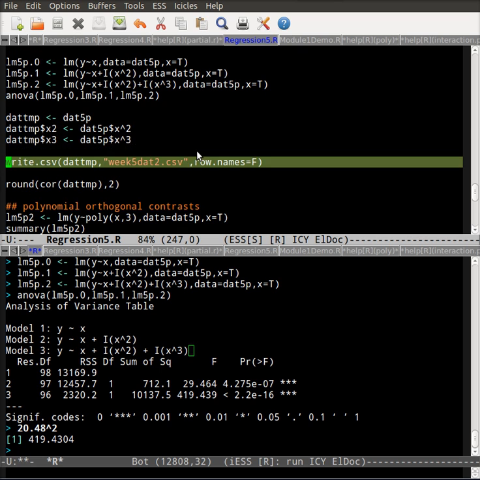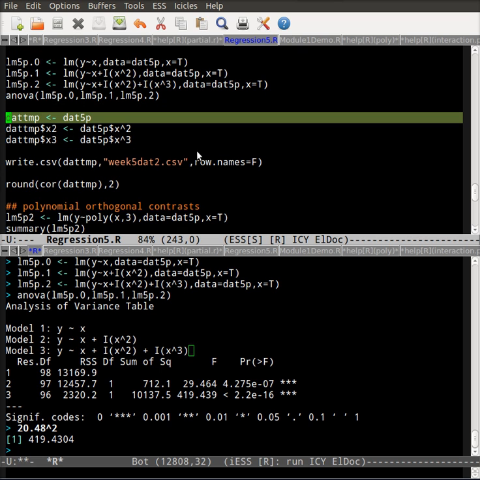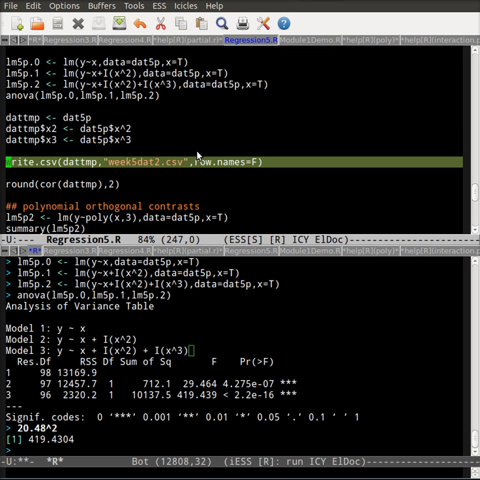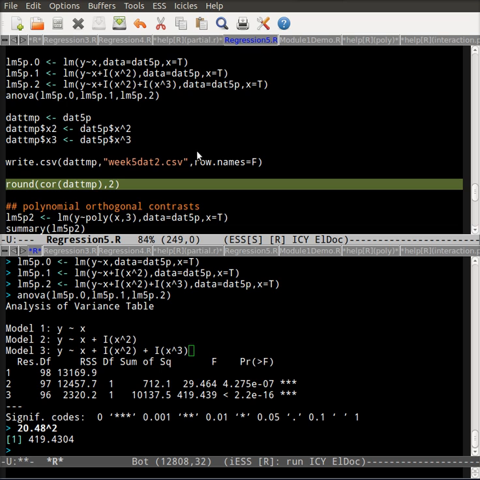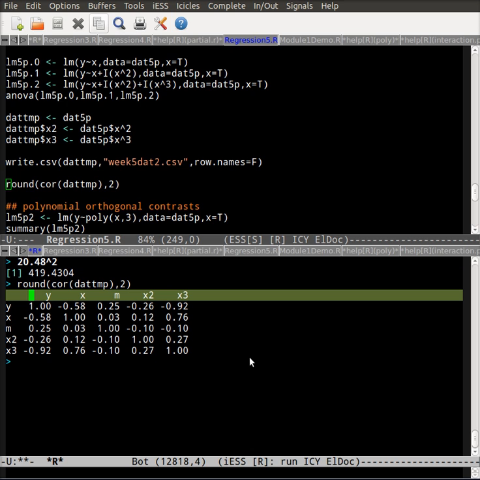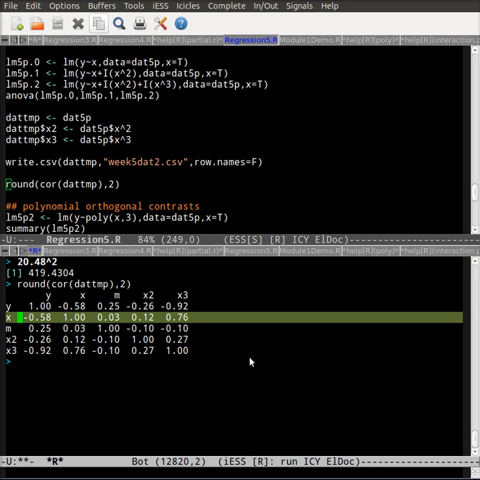Now, what I'm doing here is I've just manufactured data, or I took this data, but I put in new variables. I put in x2 and x3 to represent x squared and x cubed. So you'll see that in your second data set for this coming week. And what I wanted to show you was the correlation matrix among our different predictors and variables.